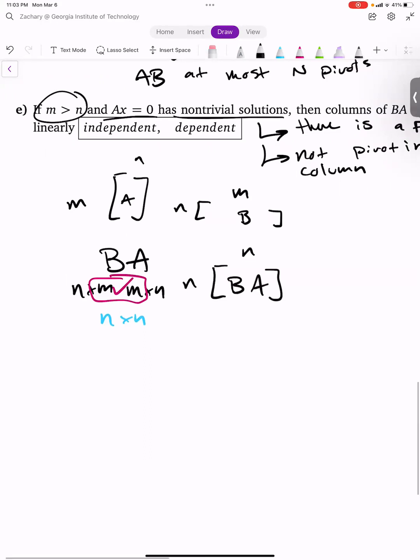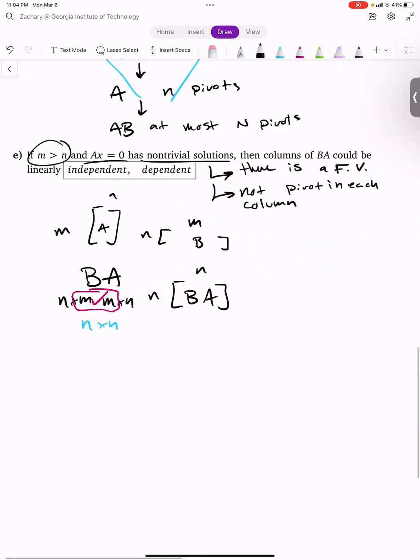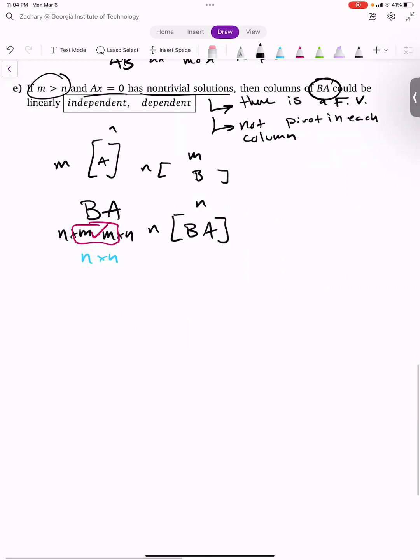This one talks about null space. Something to note for this one is that we have switched orders, BA. So it's going to be BAx. What we're looking for is whether the columns of BA could be independent or dependent. This is the same thing as no free variables, and this has free variables.